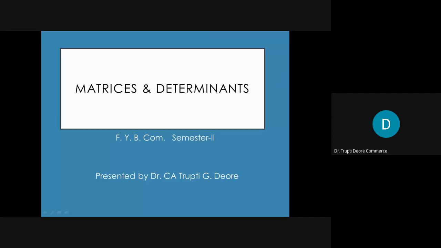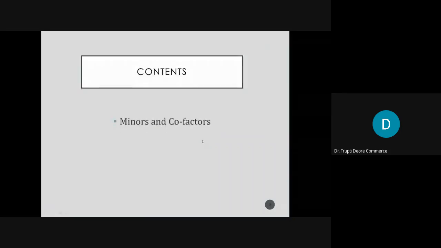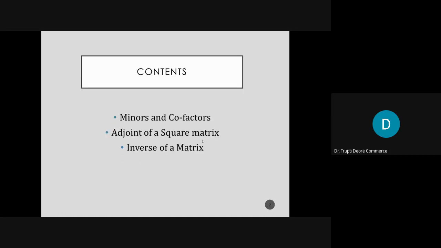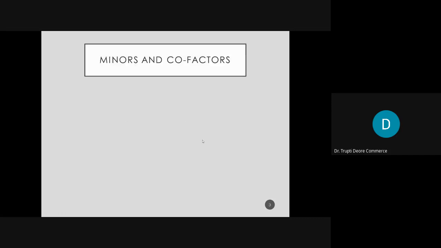Morning everyone. Today we are going to see the next topic of matrices, that is minors and cofactors, then adjoint of a square matrix and inverse of a matrix. Okay, so these three topics we will cover today. First one, minors and cofactors.